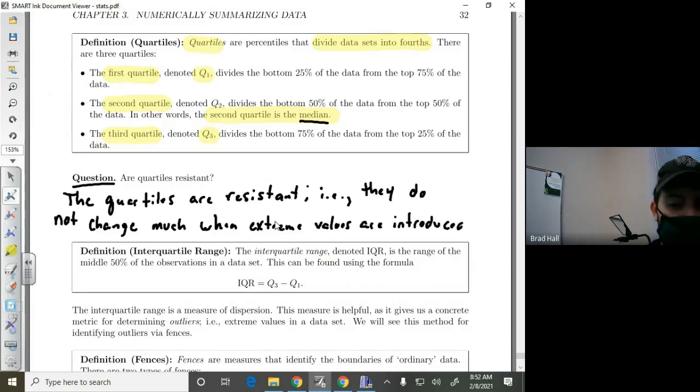And the best way to remind yourself of this, because I might ask a question on the first test, and it'll just be a random measure or maybe two random measures. And I'll ask, is this one resistant? Why or why not? And for the quartiles, ultimately, they just care about the number of values and not the magnitude of the values. Again, another way to help you remember this: median is a quartile and median is resistant. The other quartiles work in the same exact way the median does.